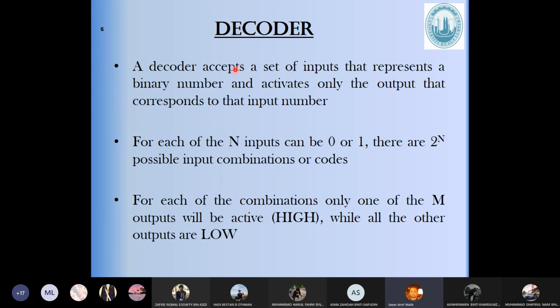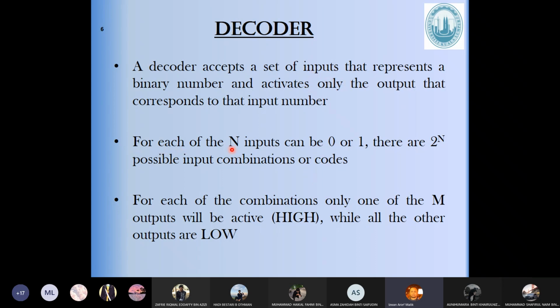Okay, so what is a decoder? A decoder accepts a set of inputs that represent a binary number and activates only the output that corresponds to the input number. Okay, so meaning that it will accept values which are in binary, and then only one output will be high. There will be only one output. Okay, we will see later how its function works.